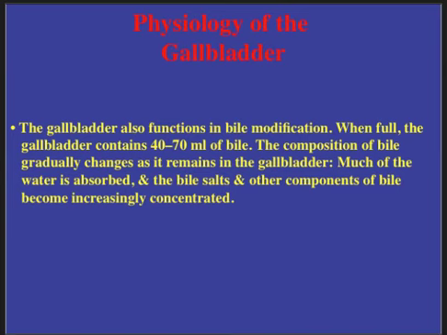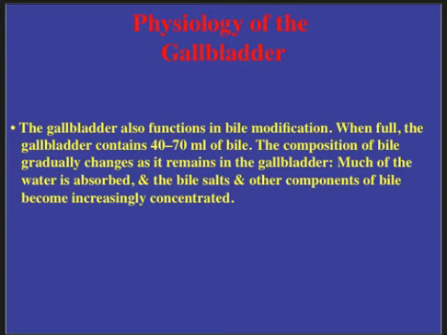So the gallbladder functions in bile modification. When it's full, it contains about 70 milliliters of bile. Bile is made up of primarily water, bile pigments and salts, and it acts very similar to the way detergent acts on grease in your sink. The bile salts have a polar end and a non-polar end, and when they enclose the fat, they sort of build a bubble around it.